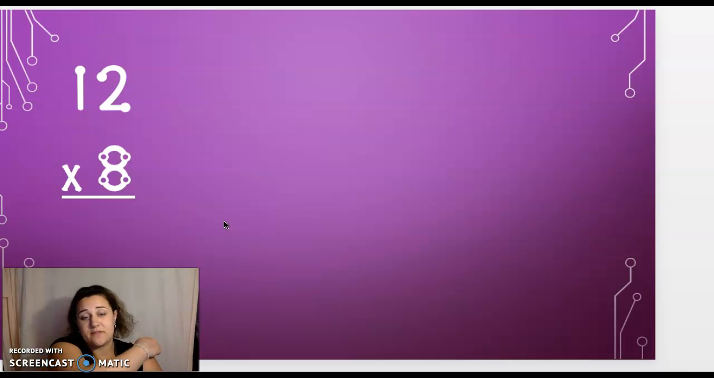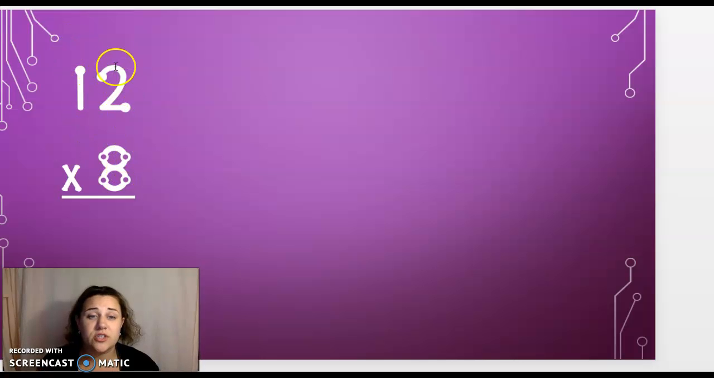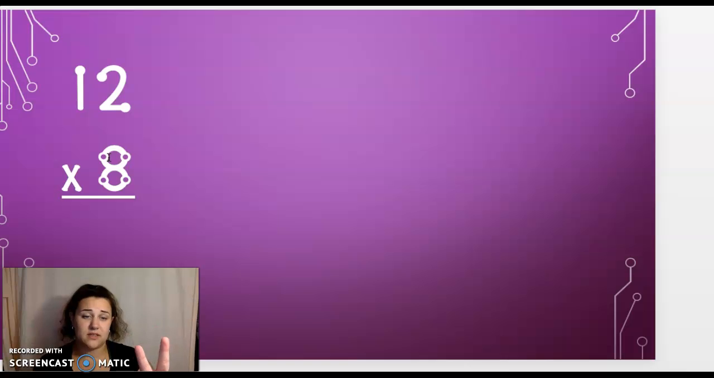So here I have 12 times 8. And 12, friends, has 2 digits in it. It has a number or a digit in my tens place, which is the 1, and a number in my ones place, which is the 2. So this means my 8 has 2 jobs in this problem. This 8 has to be multiplied by the 2 and by the 1.